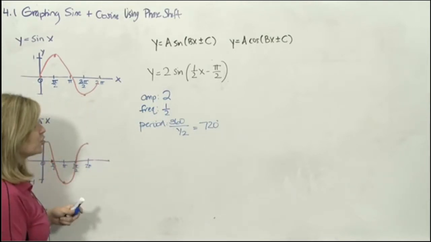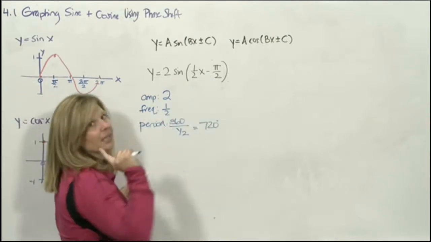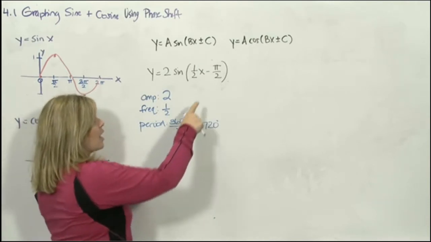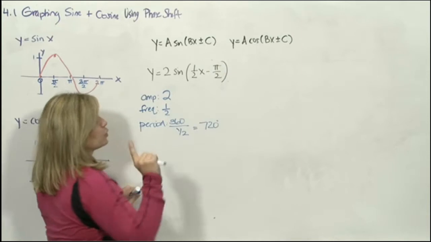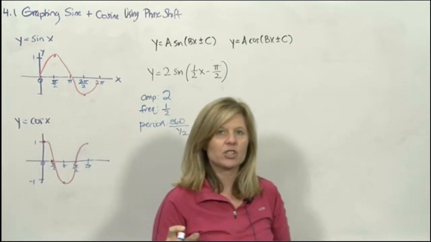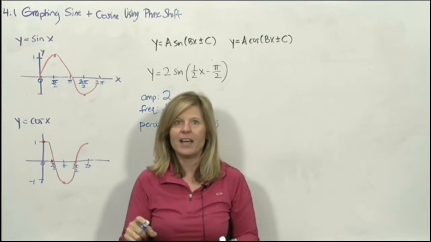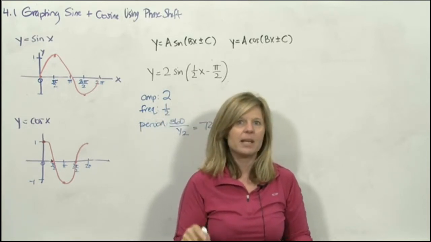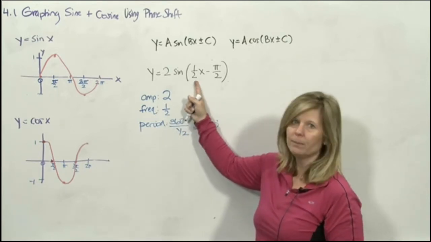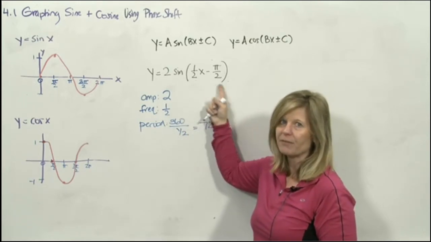Now, do we have a phase shift? Yes, we do. Here's the trick. It's not what you see. Most of you are going to tell me the phase shift is negative pi over 2, and you're going to be marked wrong. Because if you read your definition in your notes, to tell me the phase shift, the frequency has to be the number 1. Is that the number 1? No. So that's not the phase shift.